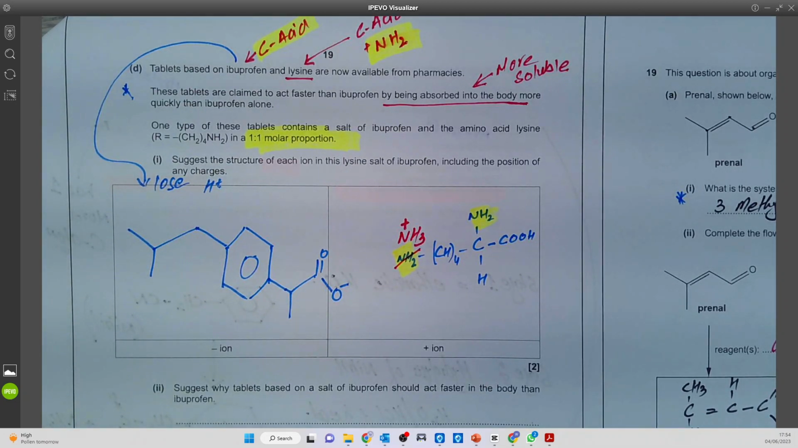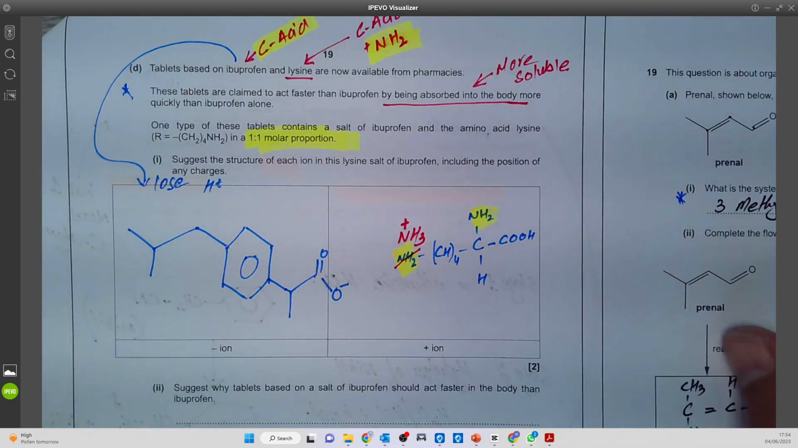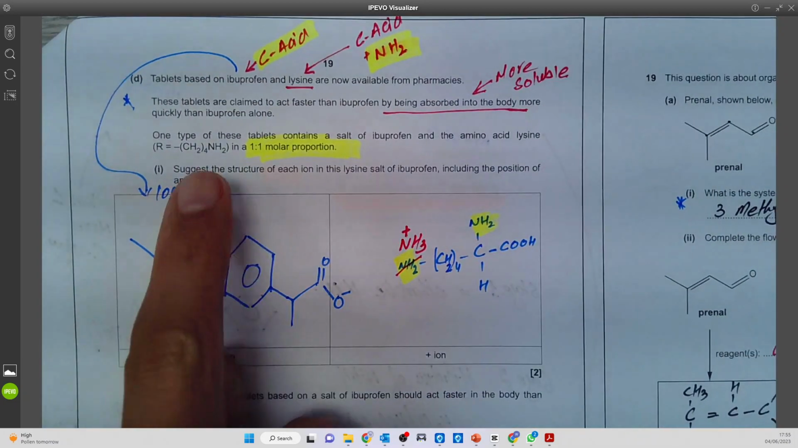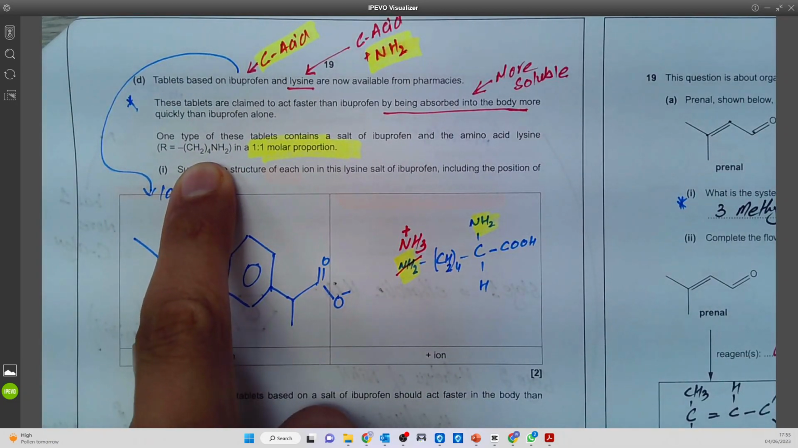Yes. Why does it say CH4 on the left side? Okay, this is CH2 whole 4, because that's what we've been given R as. Look.